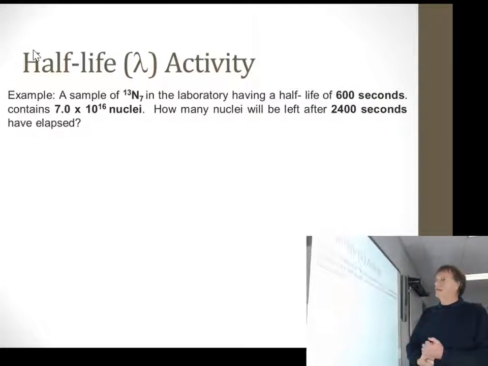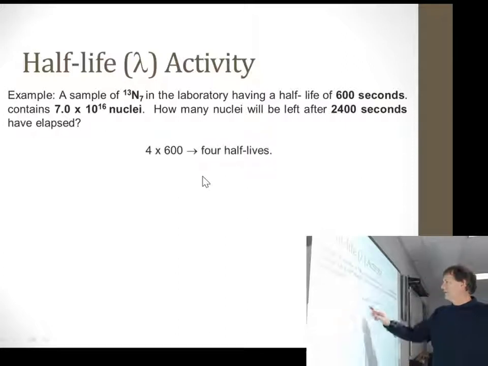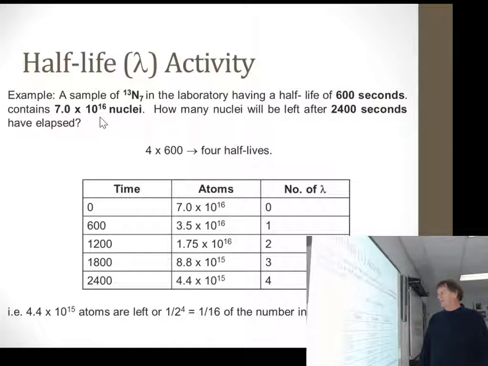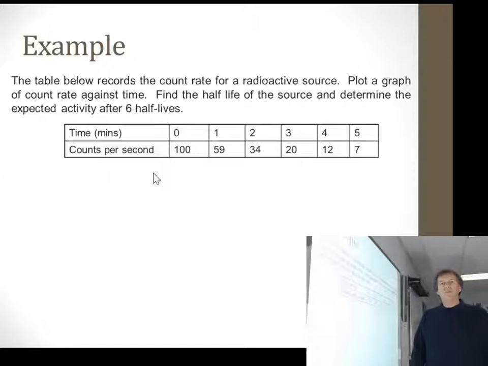So it's 4 half-lives. That means it's going to go from 1 to a half, to a quarter, to an eighth, to a 16th. Half to the power of 4. So we want 1/16th of the original set of nuclei. You just divide that by 16. You can see here the answer is 4.4 times 10 to the 15 nuclei left over. There are a few different ways of doing this, but finding the number of half-lives first is normally the way. You can also be asked to graph this.